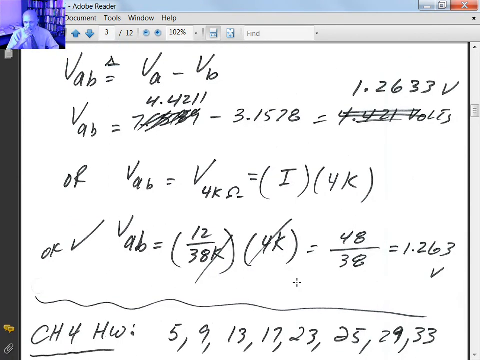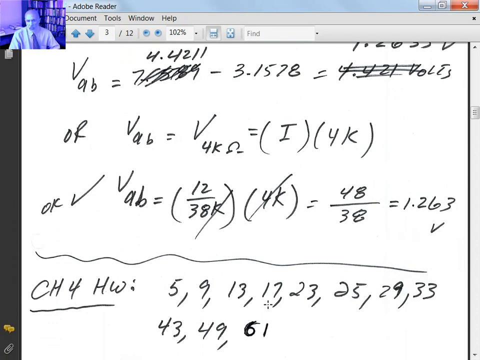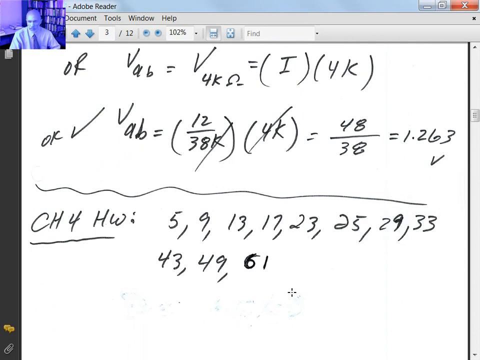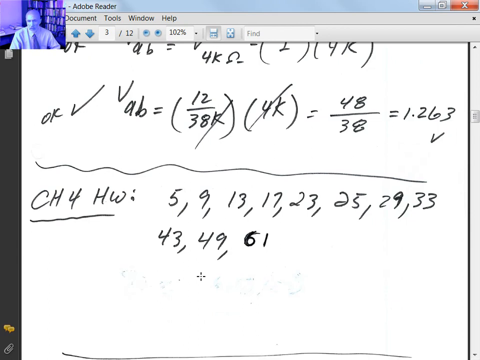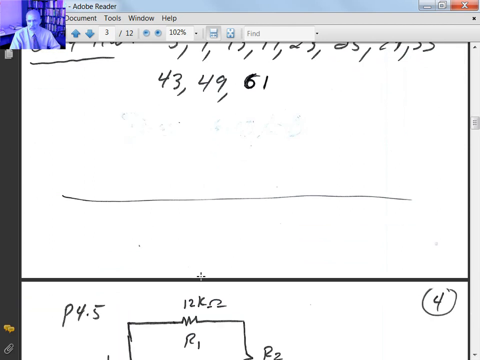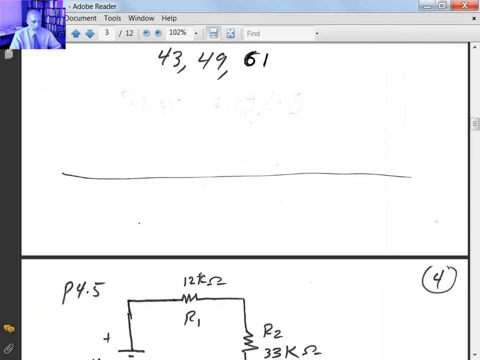Those are all the examples that I want to work out. We're going to set up homework problems, chapter 4: 5, 9, 13, 17, 23, 25, 29, 33, 43, 49, and then 61. I'd like to go over some of these today, and then we'll assign them for you to turn in sometime next week.